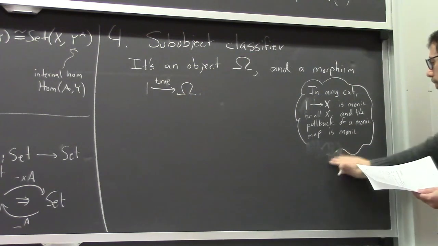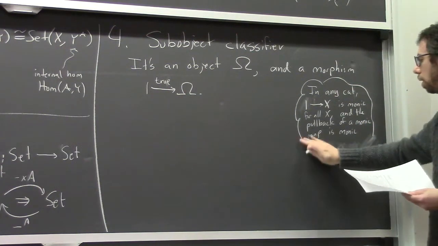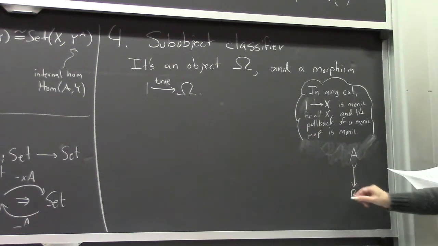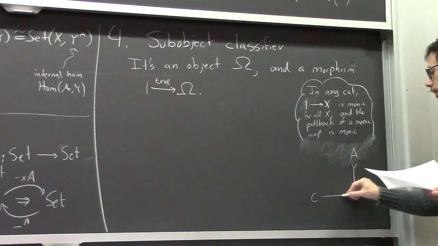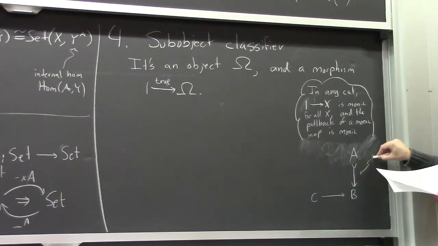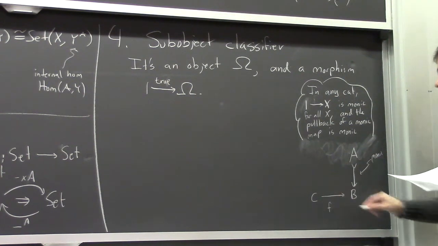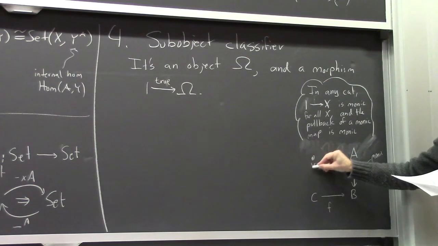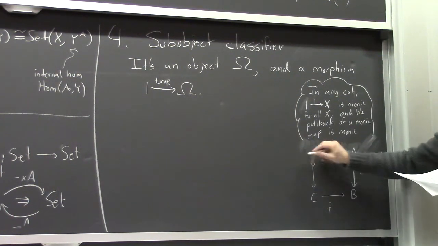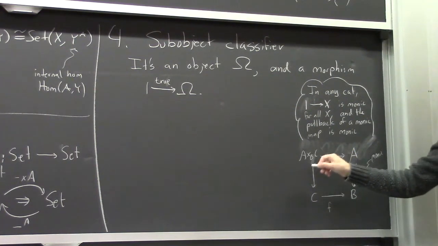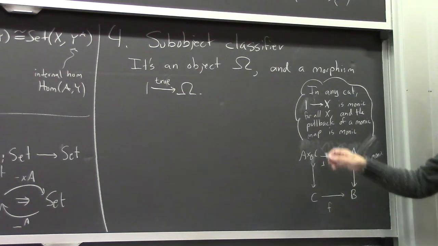So that's one thing I probably should have said in part 1. What that means is if you have a monomorphism A into B, and you have another morphism to B from C, which is anything, then I can take the pullback A times over B of C. Then this will automatically be monic. That's true in any category.